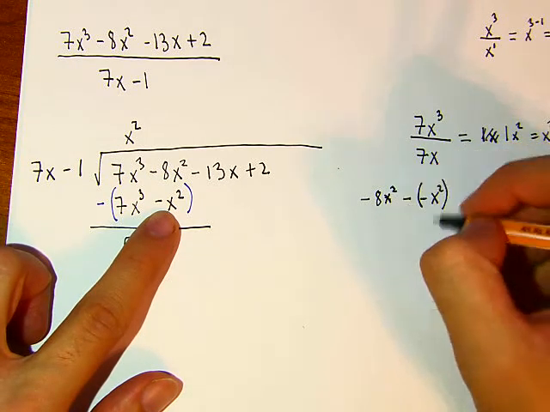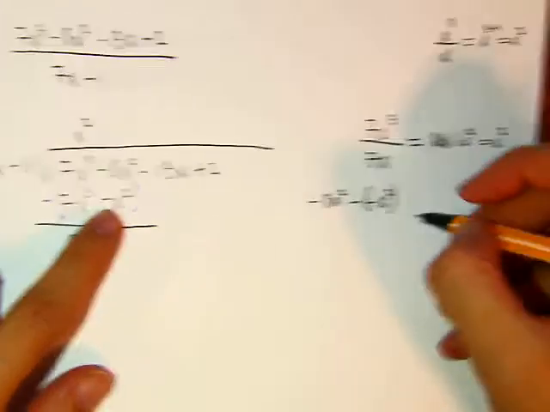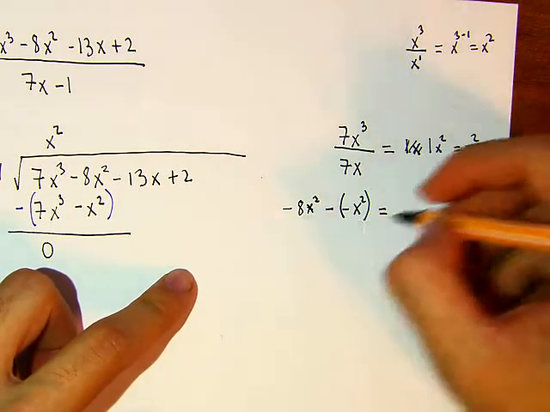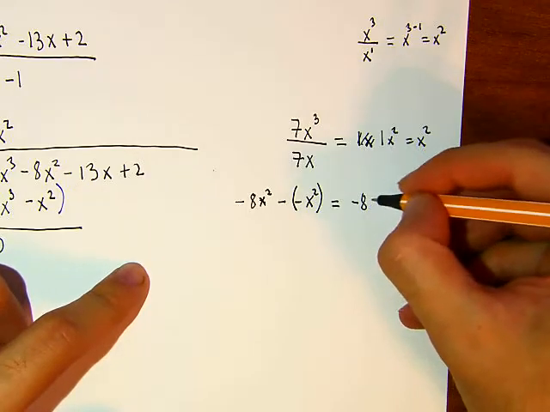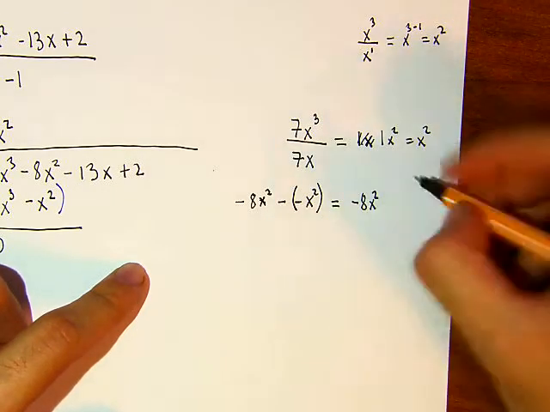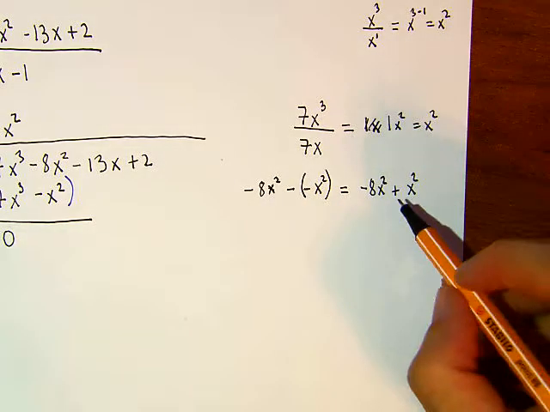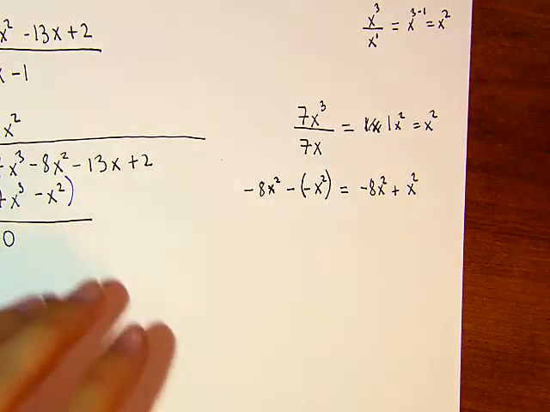Okay? You have negative 8x squared, so this is equal to what? Remember, the minus times the minus is positive, so this is equal to negative 8x squared plus x squared. Okay? Now for some of you, remember, don't freeze. You know how to do this.